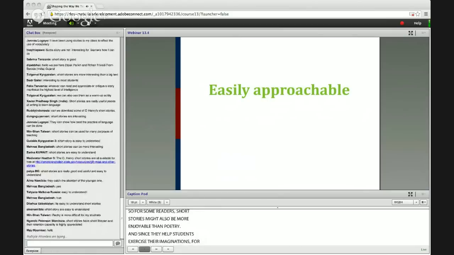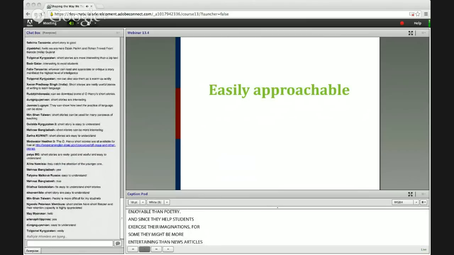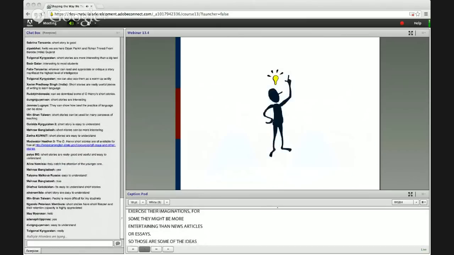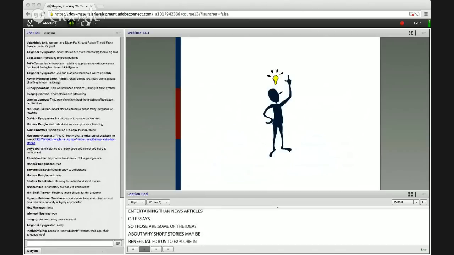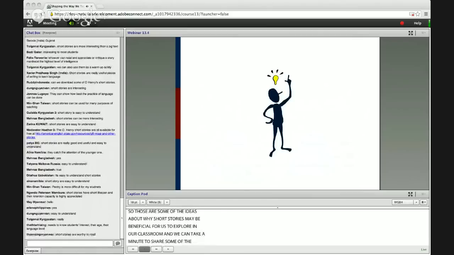So those are some of the ideas that I had about why short stories might be beneficial for us to explore in our classroom. And we can take a minute to share some of the things that have come to your mind. So what other benefits do you believe can be drawn from using short stories in the class?